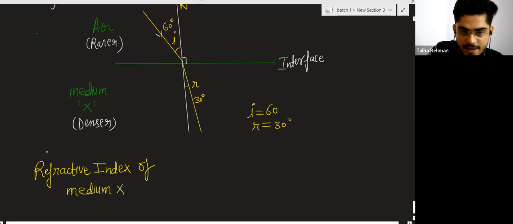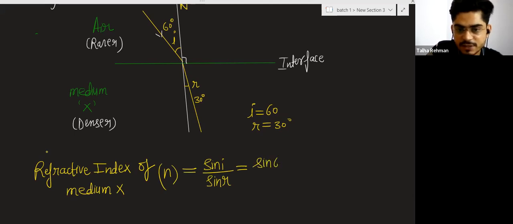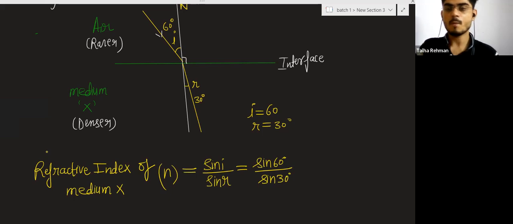X, and I am representing the refractive index with small n, and that small n will equal to sine of angle of I, sine of angle of R. So you will write sine I, sine 60 degree divided by sine 30 degree. Can anyone tell me the value of sine 60 degree? Anyone?